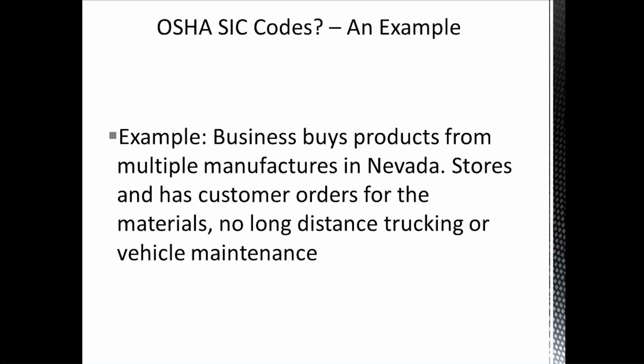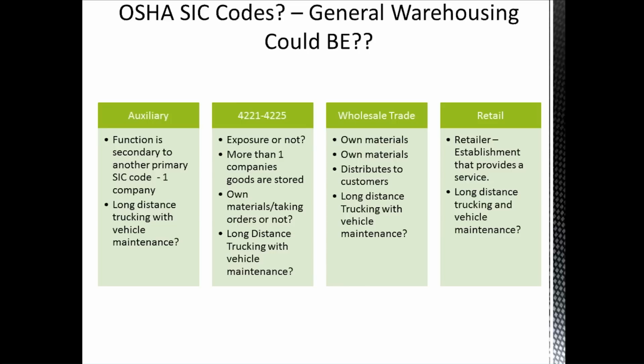So, how about this one? A business buys products from multiple manufacturers in Nevada, stores them, and has a customer order for the materials. There's no long-distance trucking or vehicle maintenance at the facility. I think yes again. Oh, I was thinking no, because it's not manufacturing, it's just buying and selling. Right. So here's how this one works, and we can talk about it: they've bought the products, so they own the products.